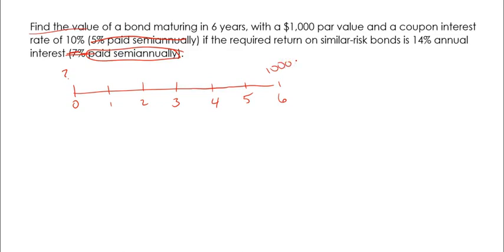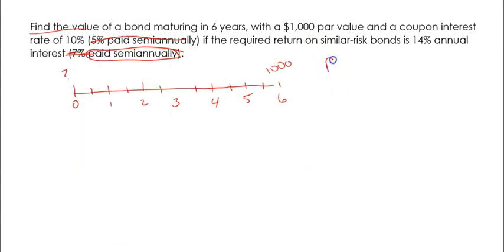And receive $1,000 upon maturity. Now this bond pays interest semi-annually, so twice per year you're going to get coupon payments, not just once. So it's 6 years, but there's actually 12 payments because there are 2 6-month periods per year, and so 2 times 6 is 12.